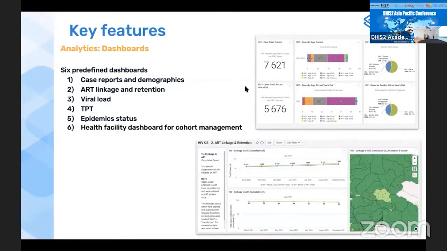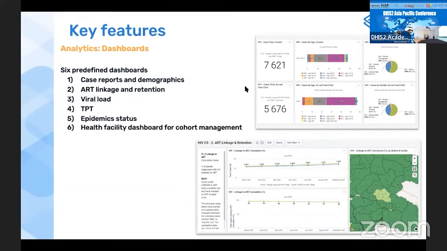Then coming to the analytics part of it, there are six predefined dashboards which are part of the package. So they already come pre-designed, which have all the charts and the indicators configured to respective utilizations. So as soon as the country starts to report data, these dashboards get automatically populated. Again, these dashboards are configurable. So if you want to make any local changes, you're free to do that.